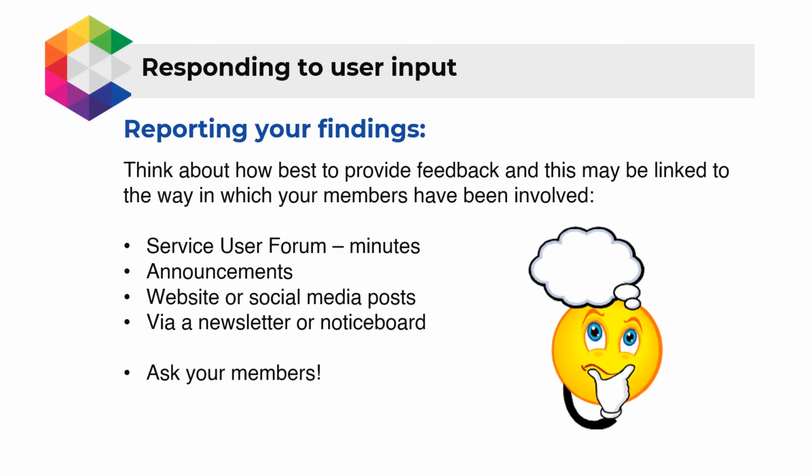You'll need to think about how best to actually provide that feedback, and this may well be linked to the way in which your members have been involved. So, for example, if you do have a service user forum, it may just be that you keep them informed during the regular meetings via minutes. You have a specific place and space to give those updates. But if you've had members get involved more broadly through a focus group or particularly through surveys and feedback forms, you may want to make an announcement, although that may only reach people physically attending the session.